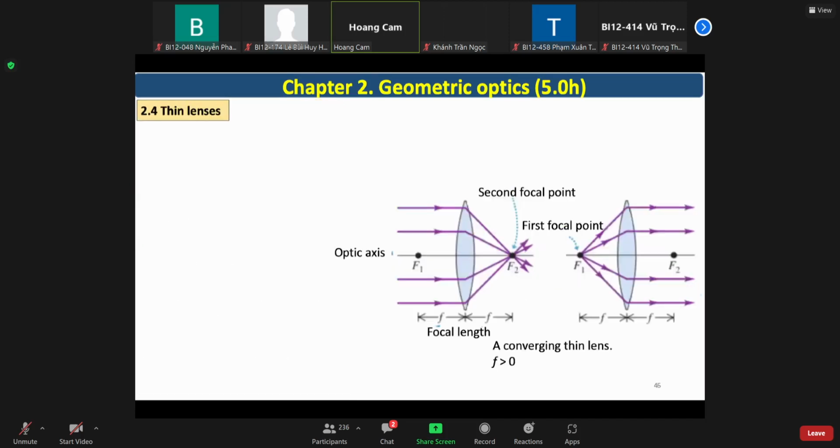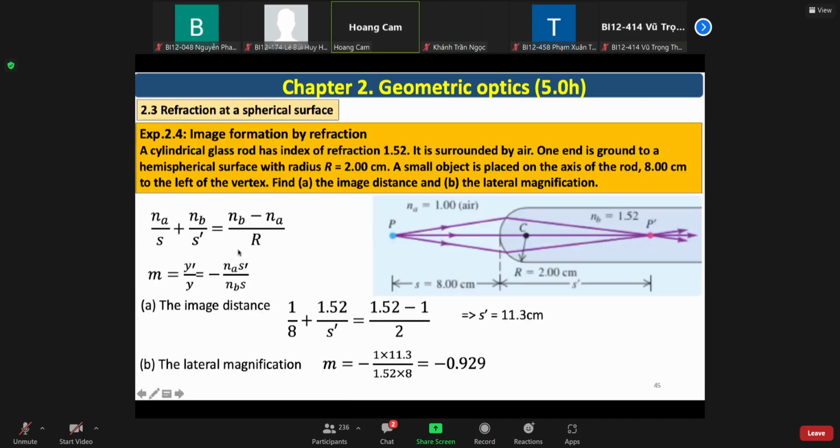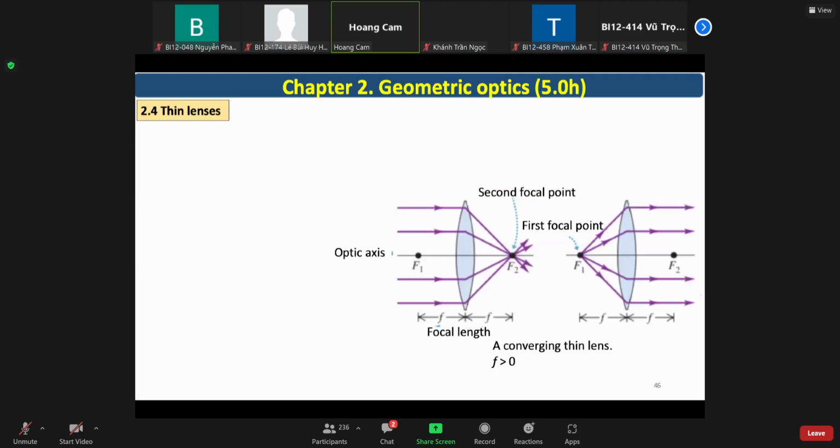So we have finished section 2.3 on refraction at a spherical surface. I don't want to move on to 2.4. We will stop the lecture today here, because this morning we also stopped at 2.4, and I want to have homogeneity between your two classes. So I will spend some time discussing the midterm test a little bit, and then we will end the lecture today here.